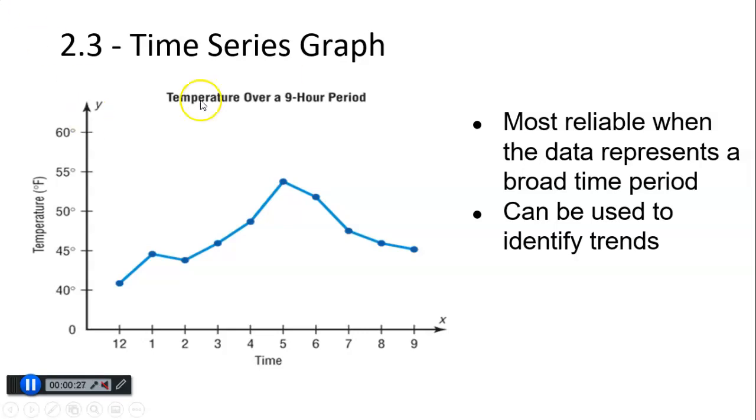This one is a temperature over a 9-hour period. We have the temperature on the y-axis, and the time, the 9-hour period, on the x-axis, and we can see more or less what we probably already know about temperature: depending on the season, it steadily increases to a certain point, reaches its apex or its height, and then it starts to decrease after that. That's the trend we're recognizing here.